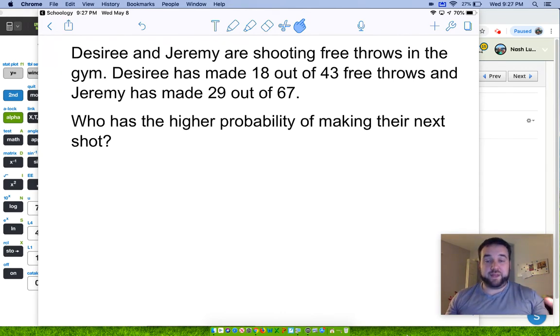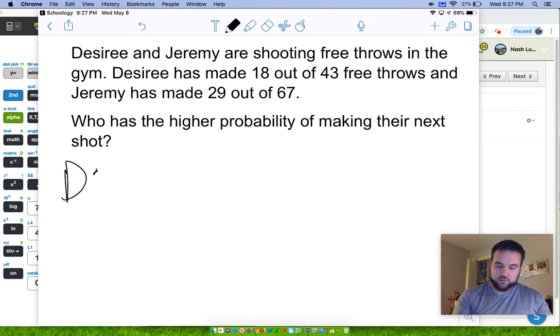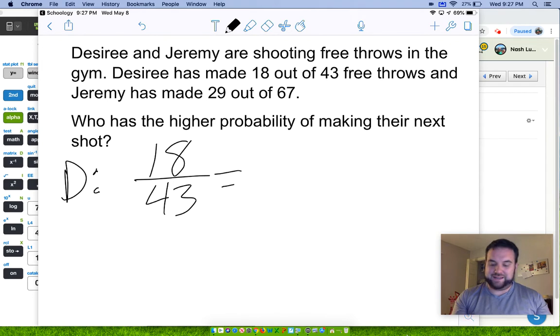Now, all we can base that on is what we've already seen, right? If you watch basketball, a player's free throw percentage isn't in theory. We've tracked how many they've done and they've made this percent, so that's their percentage or their chance of making the next one. So for Desiree, out of 43 trials, she has tried 43 times, she has hit on 18 of those.